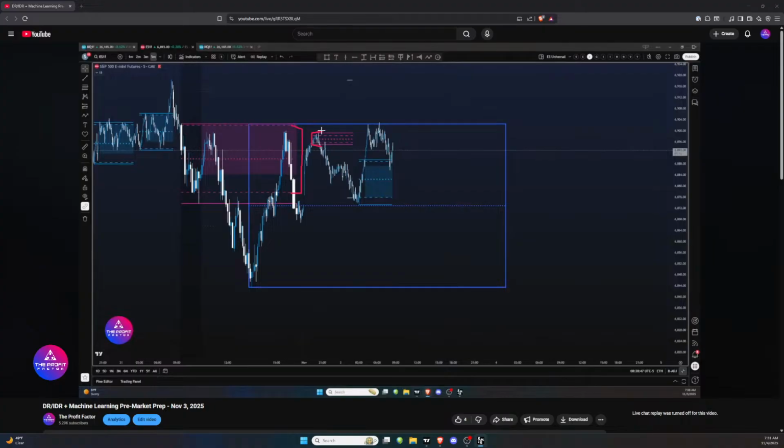And I'm talking about the IDR levels, which are these dotted lines. So the solid high and solid low are the DR level, the dotted high and dotted low are the IDR level, and this dotted one in between is the midline. Okay, so I use all these levels. So this was a range contraction.